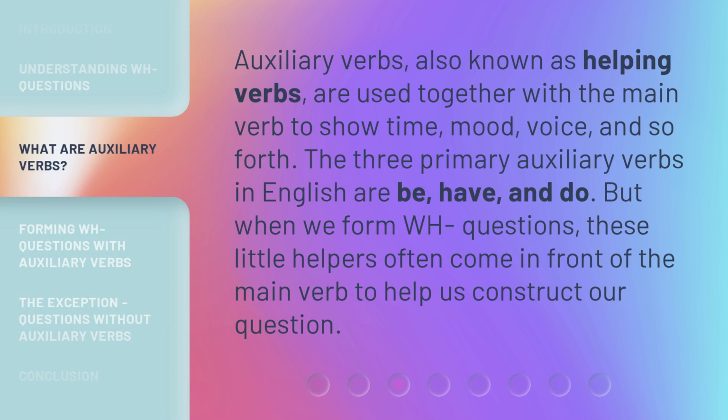Auxiliary verbs, also known as helping verbs, are used together with the main verb to show time, mood, voice, and so forth. The three primary auxiliary verbs in English are be, have, and do. But when we form WH questions, these little helpers often come in front of the main verb to help us construct our question.